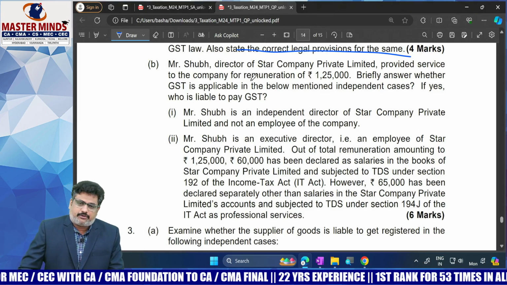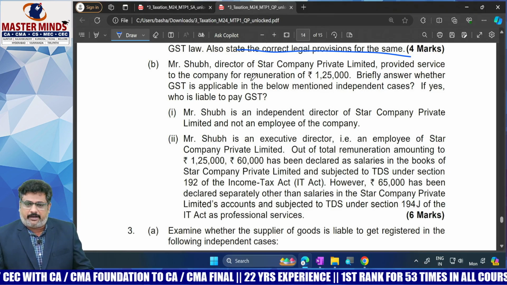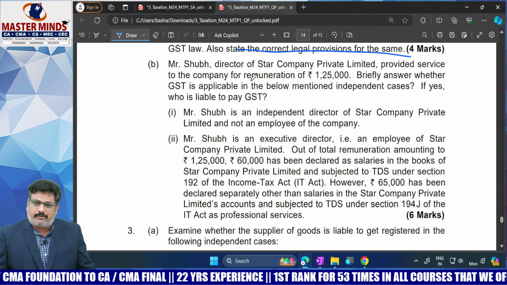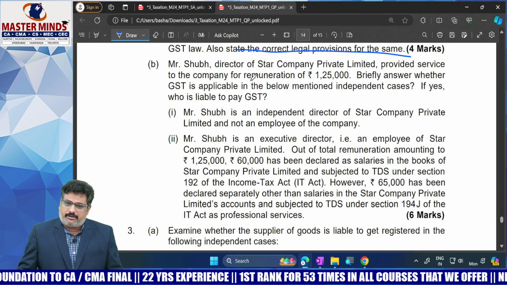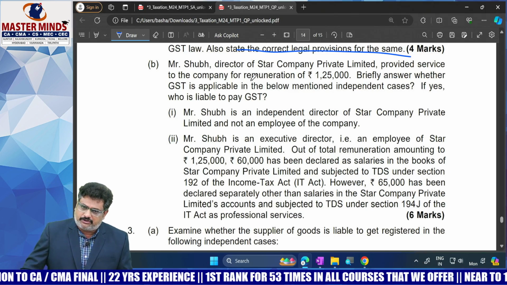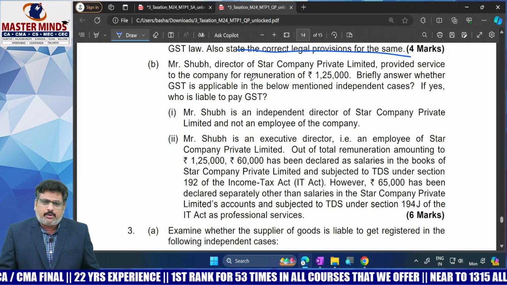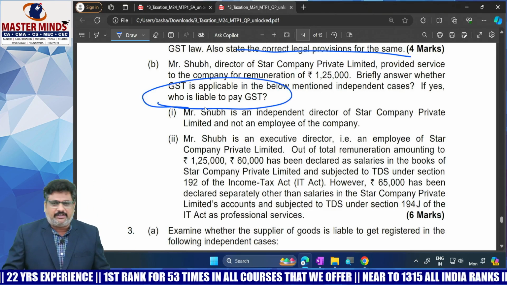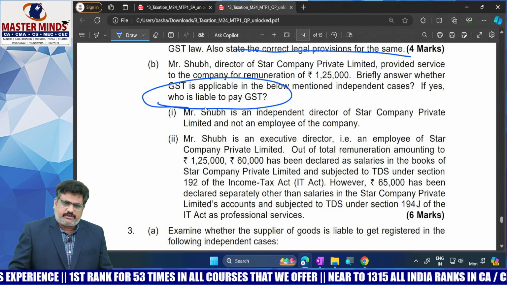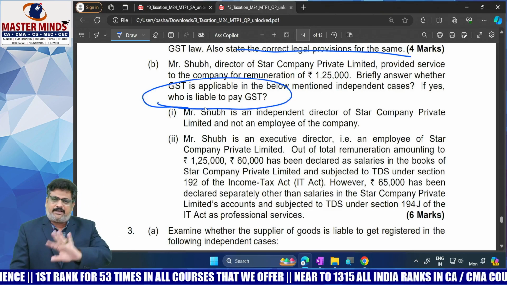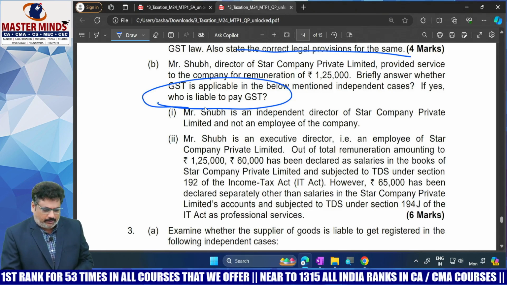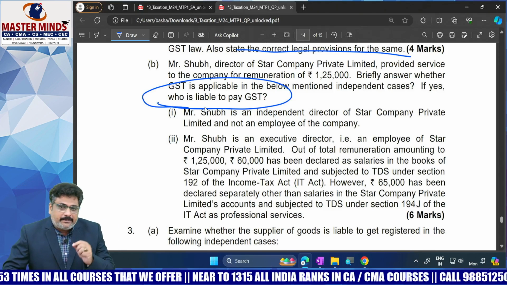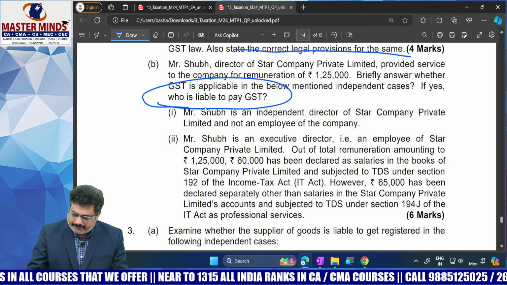Mr. Shub, director of the Star Company Private Limited, provided services to the company for the remuneration of 1,25,000. Briefly answer whether the GST is applicable in the below mentioned independent cases. If yes, who is liable to pay the GST? The question is whether FCM or RCM. That is the focus here. First one, Mr. Shub is an independent director. Highlight the words independent director.